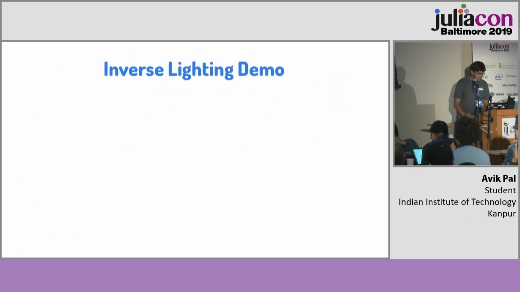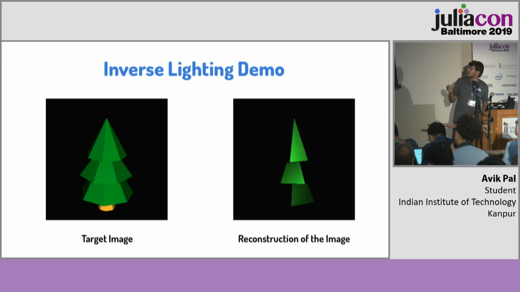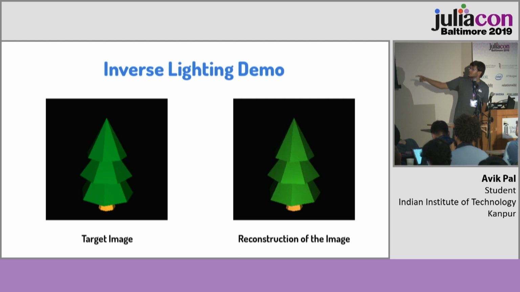So here's a small demo. Here we want to reconstruct this target image, and there's an inverse lighting problem. As I mentioned, we know some of the parameters. In this case, we know where the vertices are placed in the three-dimensional space and where the camera is placed. However, we do not know the exact lighting condition. Here we use Adam and we use Zygote for the gradients, and we are trying to iteratively optimize this image to match the target image.